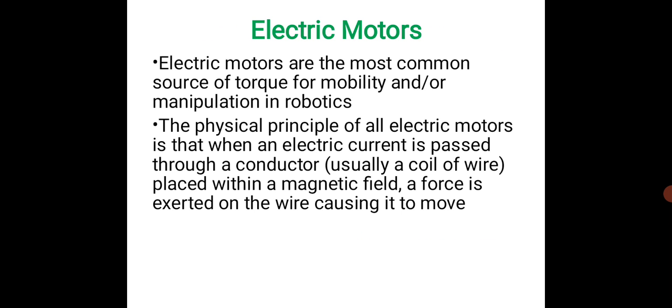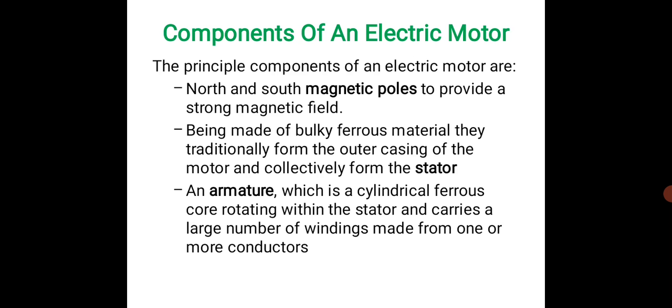And coming to the electric motors, these are the most common source of torque which is used for mobility and for manipulation in robotics. The physical principle of all electric motors is that when an electric current is passed through a conductor, normally a coil of wire, which is placed within a magnetic field, a force is exerted on the wire which will make it move. And what are the components of an electric motor? So these are the principal components.